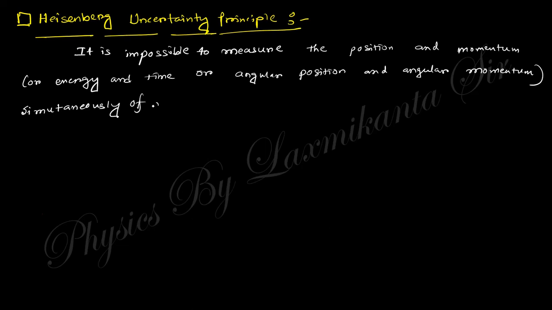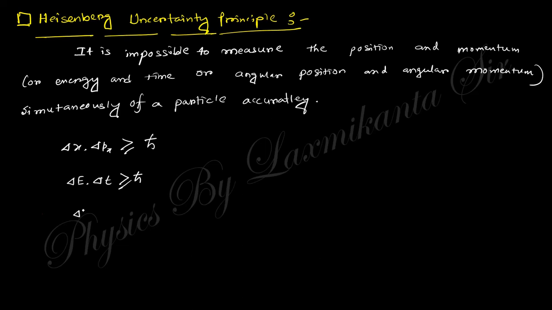Of a particle accurately. So delta x into delta px must be greater than h cross, and delta E and delta t must be greater than h cross, delta theta delta L must be greater than h cross. Okay, so this is the uncertainty principle.